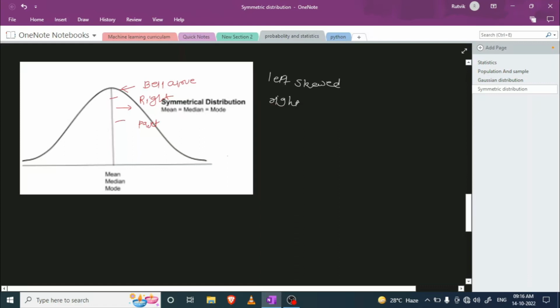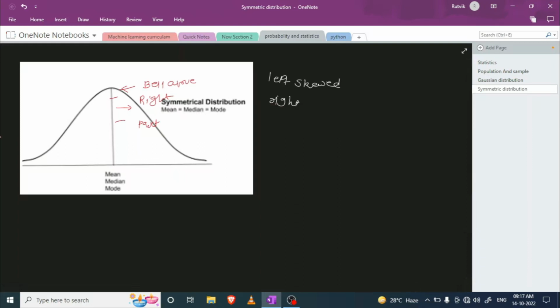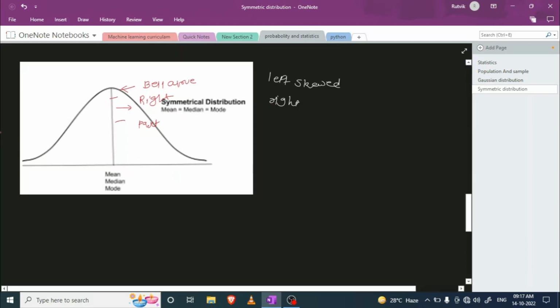So basically, what does symmetric distribution mean? The left side part and the right side part are the same, mirror images of each other. We also have to keep in mind our second condition to identify a particular distribution as a Gaussian distribution: that the mean, median and mode overlap each other. The values of the mean, median and mode are the same. That means a particular column or data follows the symmetric distribution.